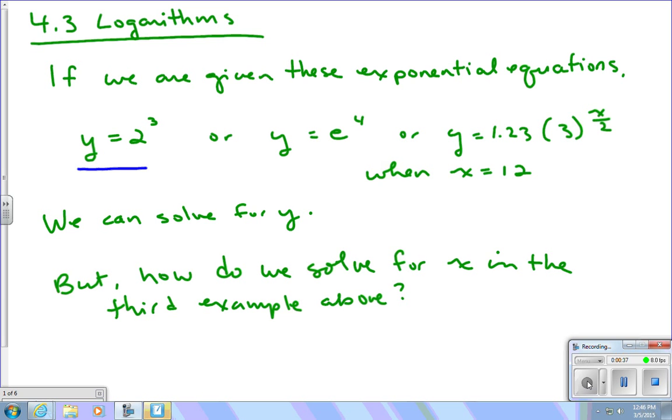We can even find the value for y in an equation like this one, where y equals 1.23 times 3 to the power of x over 2 when x is 12, because we just substitute it in, use our calculators, and we can come up with a value for y. The challenge comes, though, when we want to solve for x in an example like the example number 3 above. When we're solving for the exponent, it's not that easy to figure out how to solve for x. It's very difficult. We can't isolate x without this new tool of using logarithms.